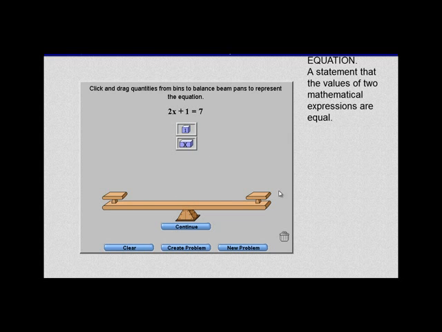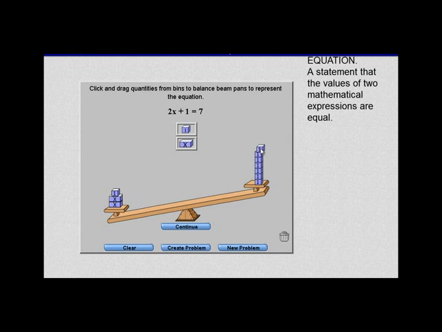So let us use this balance beam in order to represent this equation. So let's have 2x, 1, 2, and 1. So 2x plus 1. So I have 2 x's and I have 1 unit. That is the visual representation of 2x plus 1. At the right-hand side of the equality is 7. So we have 7 units: 1, 2, 3, 4, 5, 6, and 7.